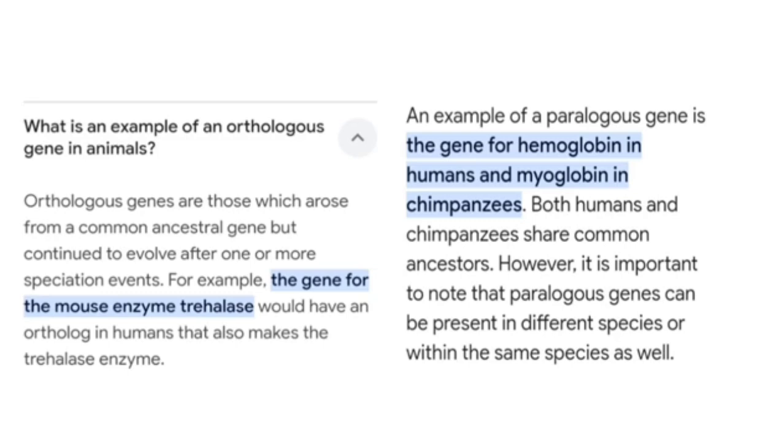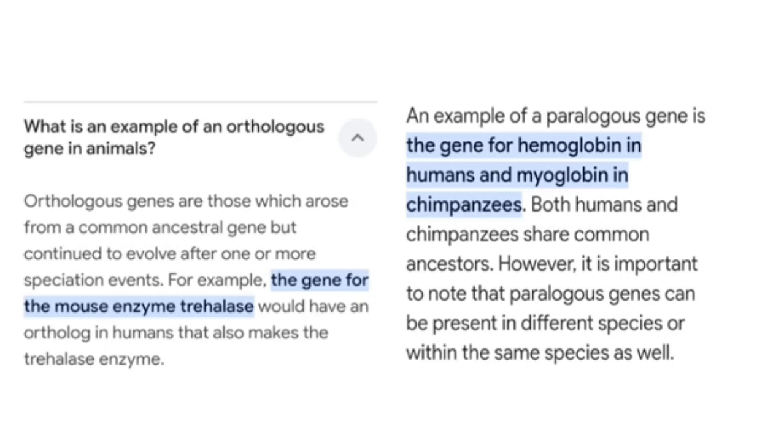So we say, give an example of orthologous gene. Orthologous genes are those which arose from a common ancestor gene. Example, the gene for the mouse enzyme trehalase. All right, we have an ortholog in human that also makes the trehalase enzyme. So the trehalase enzyme gene in mouse is an orthologous gene also in human beings, the human trehalase enzyme.